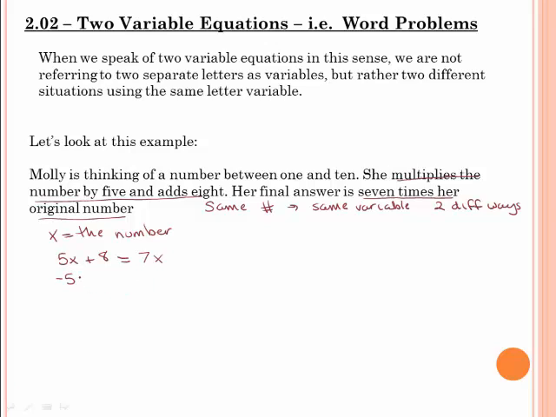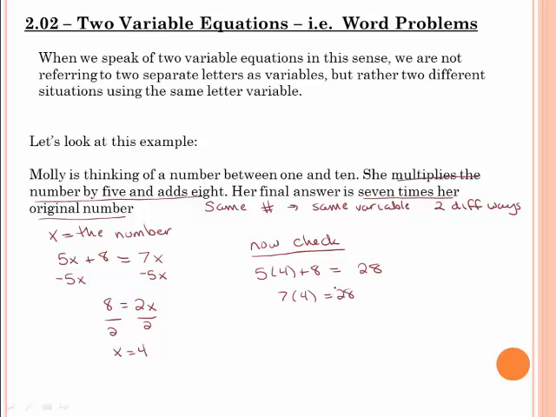Now if I solve this, I subtract 5x from both sides, and I have that 8 is equal to 2x. I divide by 2, and my original number is 4. Now, I want to check it. 5 times 4 plus 8, that's 28. And 7 times 4 is 28. 28 equals 28. I got the right answer.